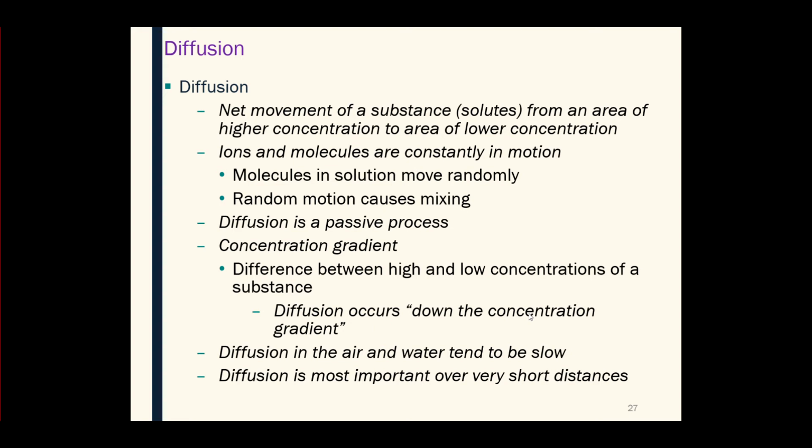And that's what's happening here. We're going to go from where there's more solute and we're going to roll down to where there is less solute. The difference between that area of high and low is known as the concentration gradient. So that basically describes the steepness of the hill, right? A low hill would have a low concentration gradient, while a higher hill would have a steeper or a higher concentration gradient. So that's kind of what that's describing. And diffusion, the last kind of important thing here, is most important over very short distances.